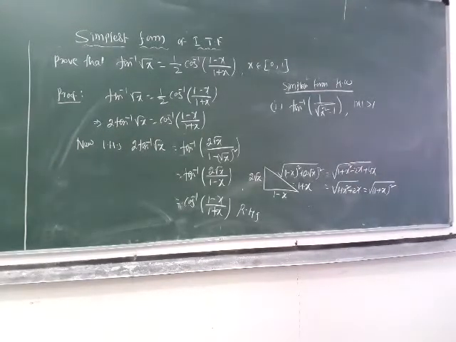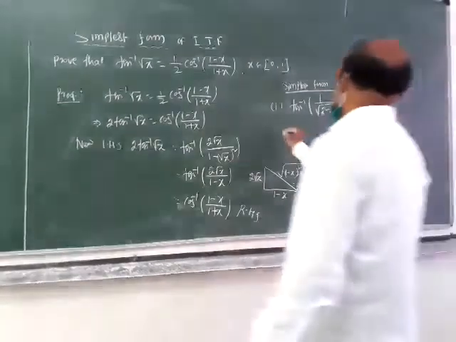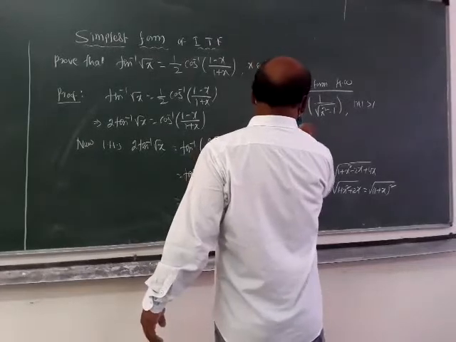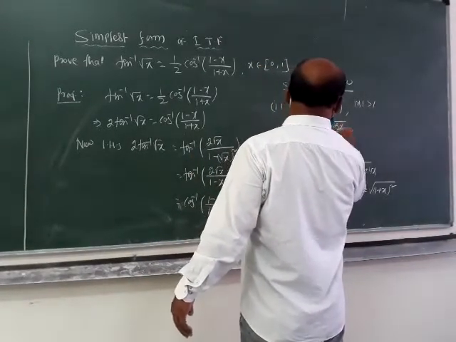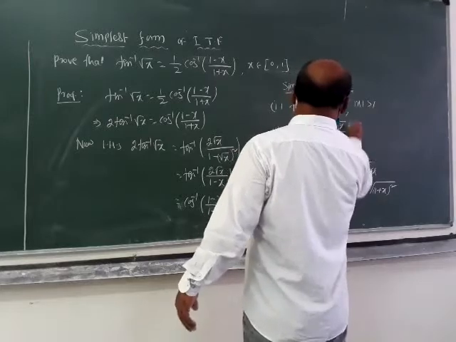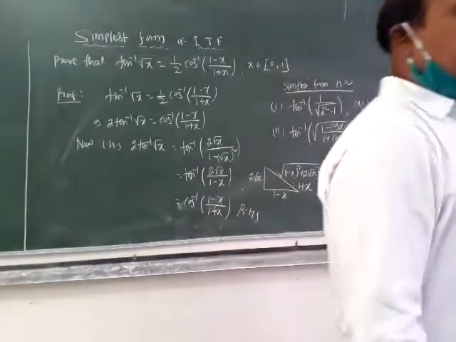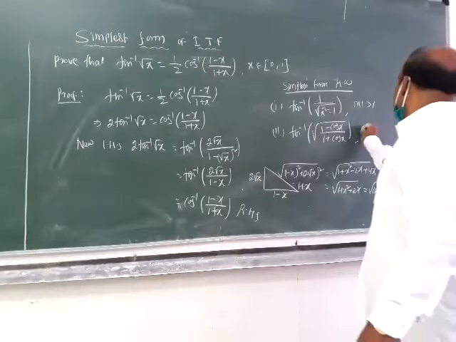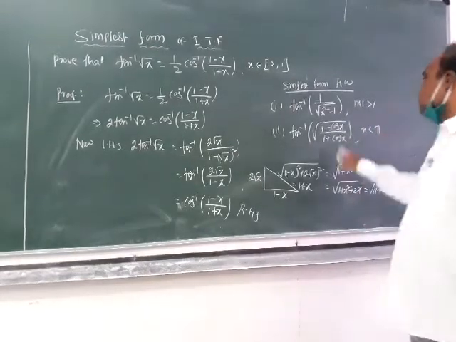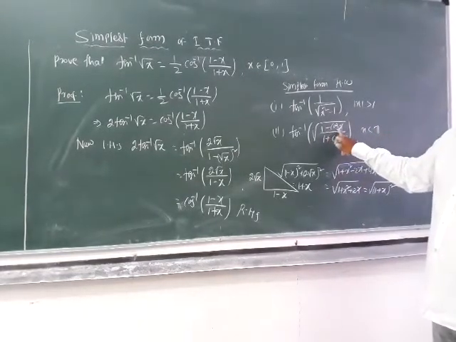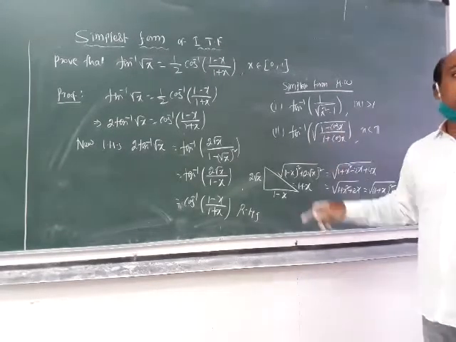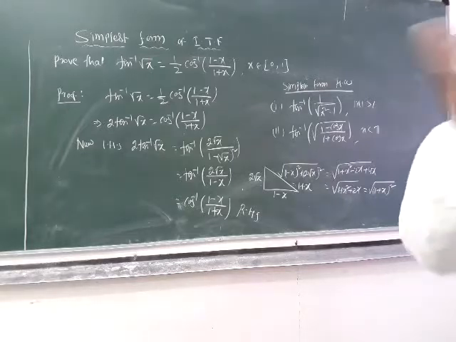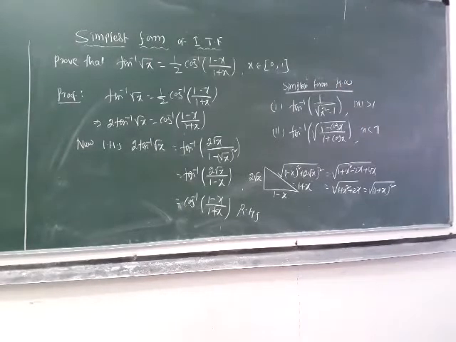The second one is tan inverse of under root of (1 minus cos x) by (1 plus cos x), where x is less than pi. Use the formulas: 1 minus cos x is 2 sin square x by 2, and 1 plus cos x is 2 cos square x by 2. Then you will get it. Okay? You have to do this problem.